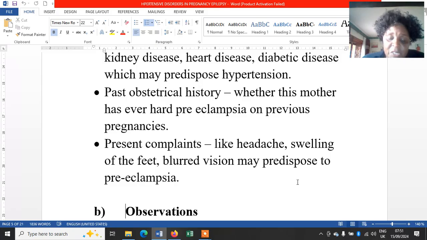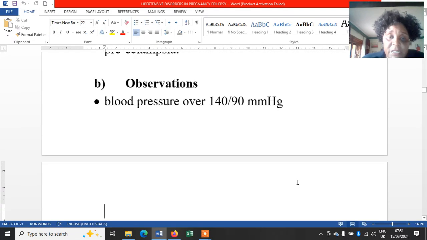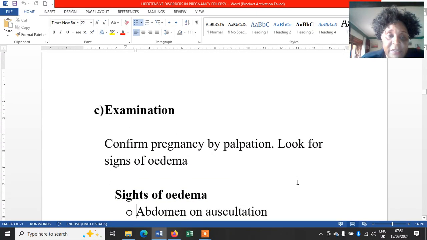So after our subjective data, we go on to do our objective data. Of course, we take the blood pressure as a routine on every antenatal visit, and this time we shall have a BP equal to or over 140 over 90 millimeters of mercury. And if we get it at first take, we shall request this mother to have a rest. And after around 4 hours, we can repeat to take the blood pressure. And if it is still persistently high, then we start thinking about hypertensive disorders.